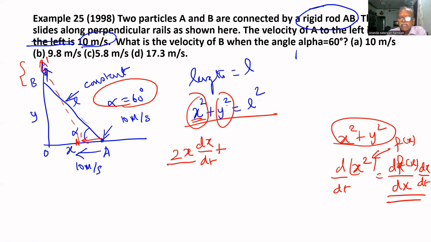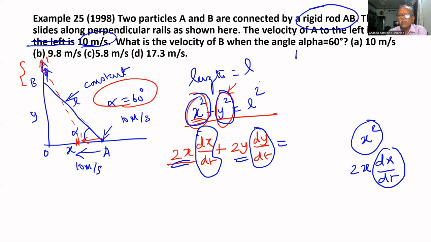Plus, I have to differentiate y square with respect to t, but that is not directly possible. That's why I write 2y, differentiating with respect to y, then I write dy by dt. I think now this dx by dt comes into the picture. On the other side, we know that L is constant, and if I differentiate any constant, you will get 0.